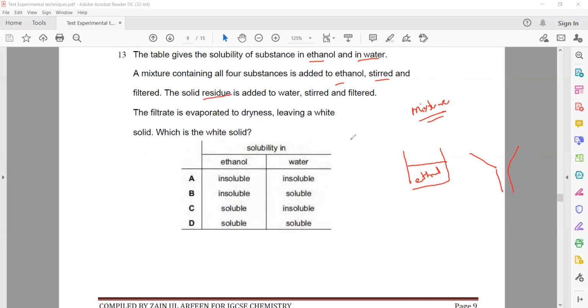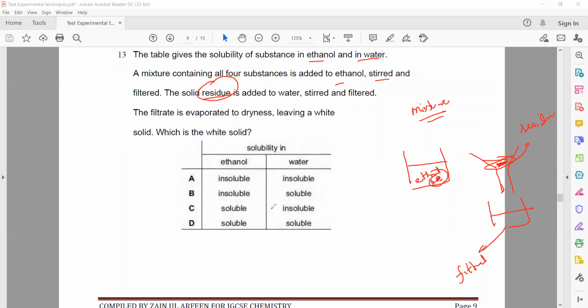The solid residue. So what is the residue here? When we add a mixture, the solid which is left on the filter paper, that is called residue. And what passes through the filter paper, that's called filtrate. So the solid residue means it will be insoluble in ethanol. That's why it is left as a residue.